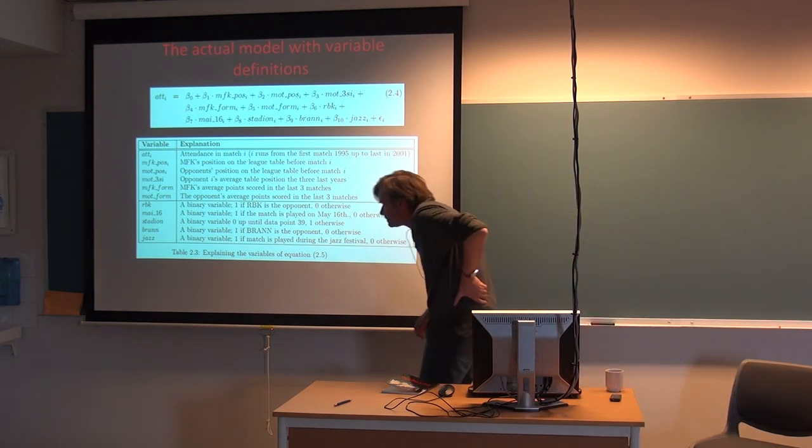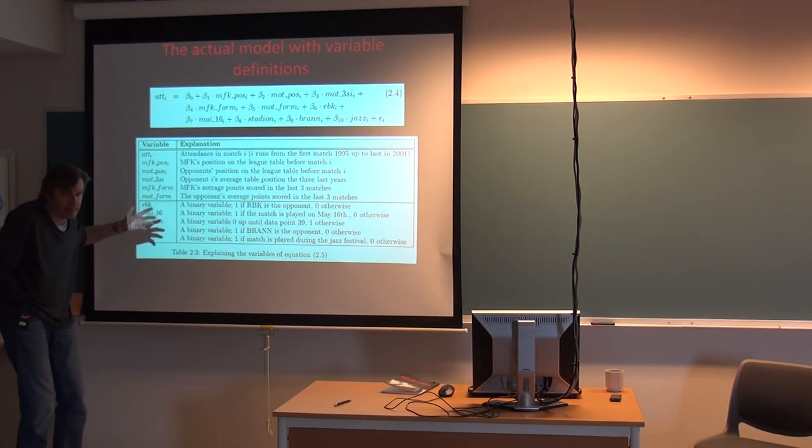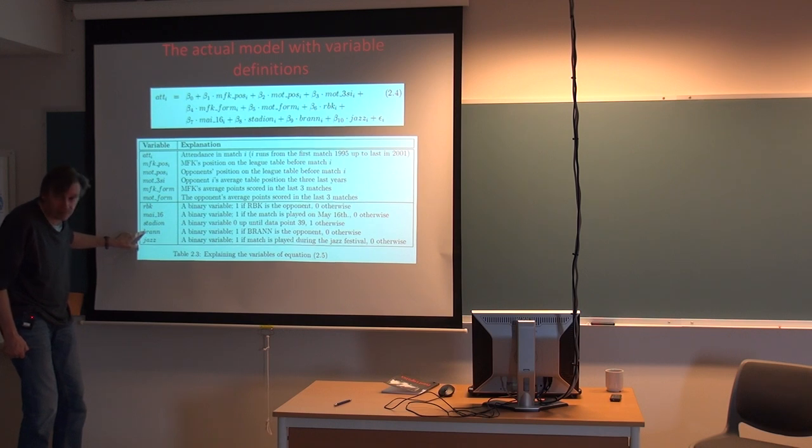And then we introduce a set of binary variables here to cover these various effects. I introduce an RBK variable because I know that RBK is a kind of derby opponent, so I would expect that team to have a significant impact on the match attendance. There is another one here called Brann, which is of course another team from Bergen. You might ask, why isn't Ålesund here, which is the closest city?